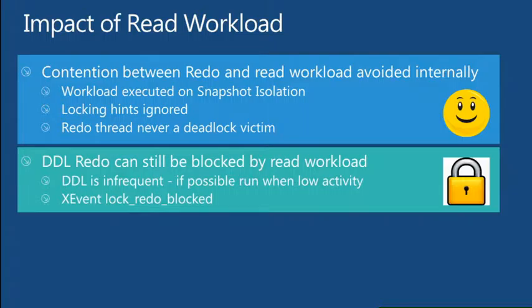Something to consider is DDL. When you try to redo the DDL on the secondary, that can still run into blocking issues with the read workload. And the reason is that the read workload needs a type of lock called schema stability. And that means when I retrieve some records from the database, I want to make sure that the schema of that database doesn't change, right?